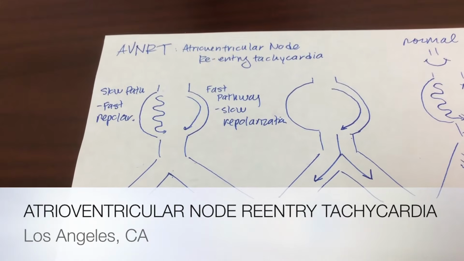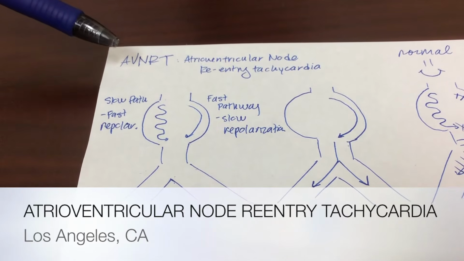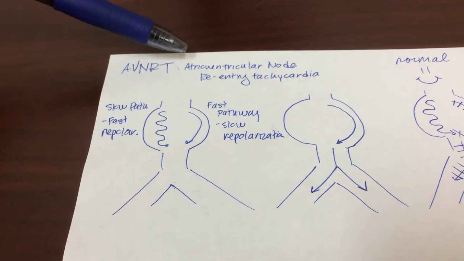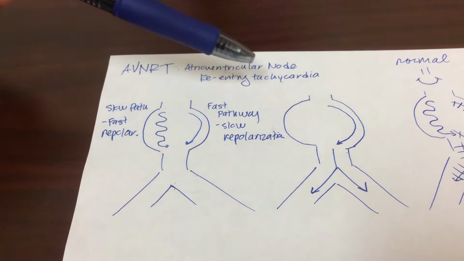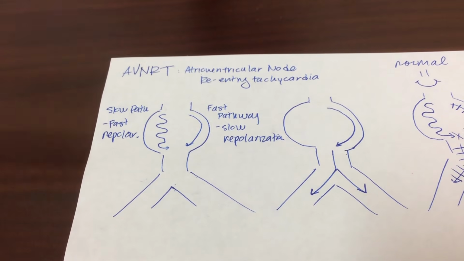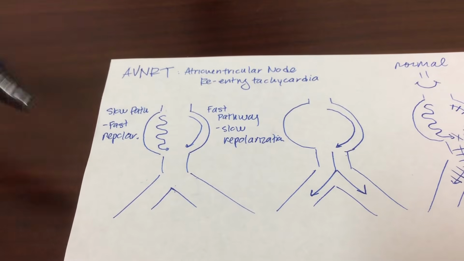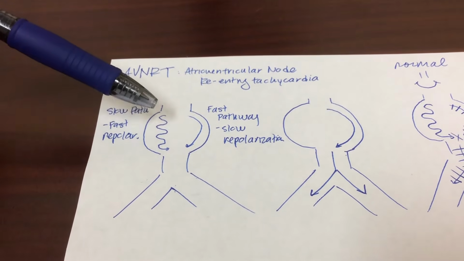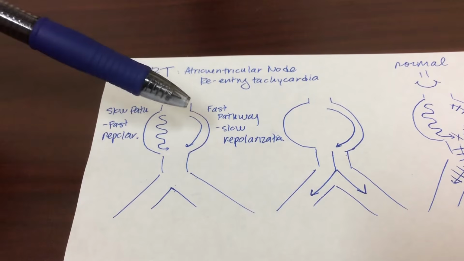All right, so using my awesome drawing and awesome technology skills, we are going to discuss AVNRT today. It stands for Atrioventricular Node Reentry Tachycardia, one of the most common indications for a person to get ablated and a really common cause of tachycardia in general. And so here's an AV node, a poor representation of one.